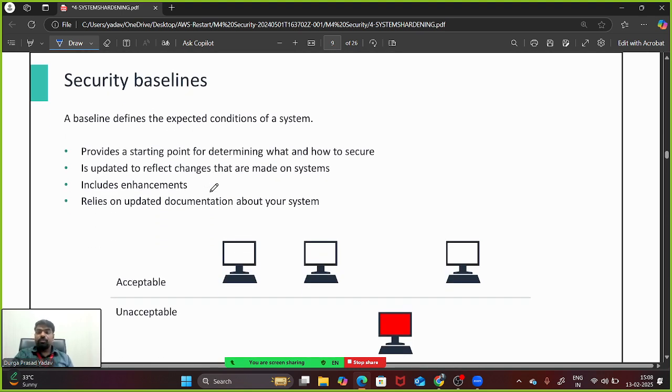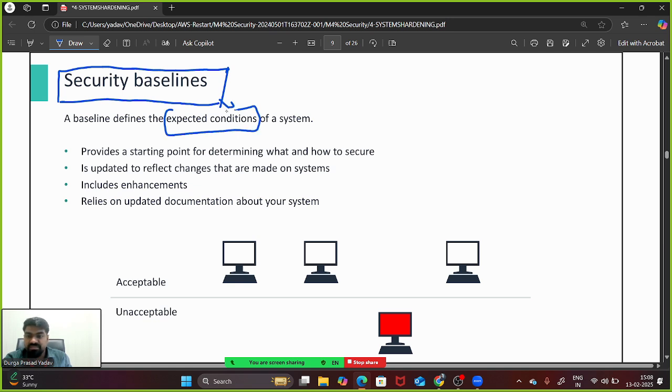Now we are coming into the security baseline. This is really important, guys. Security baseline, or sometimes we used to call it the expected condition of the system. Expected condition of a system or security baseline, both are the same. It will provide a starting point for determining what and how to secure, and it is updated to reflect changes that are made on the system.